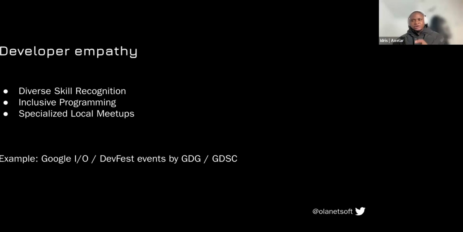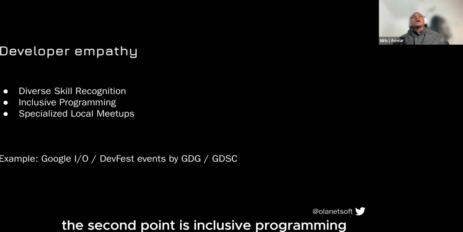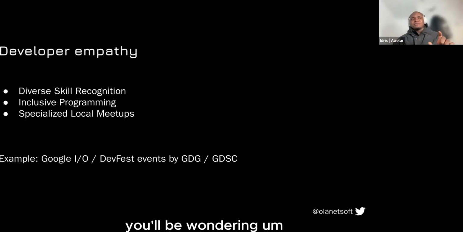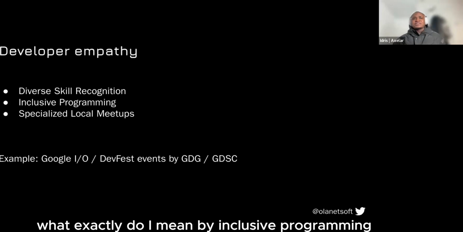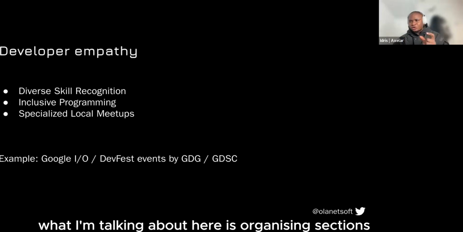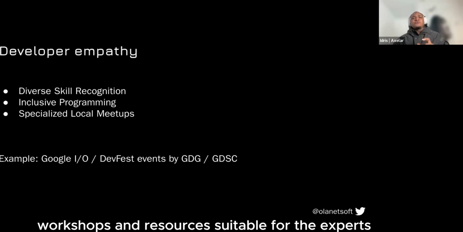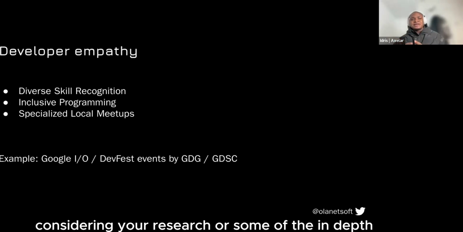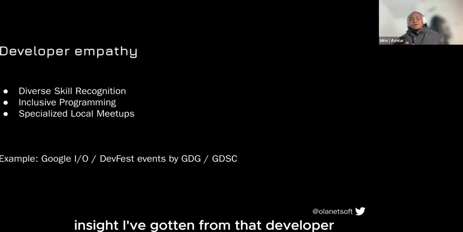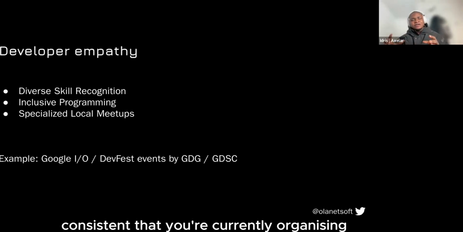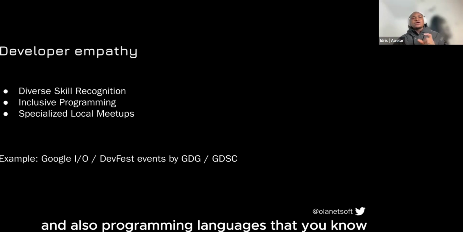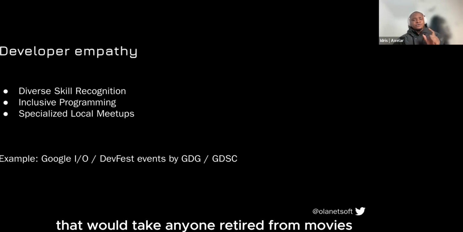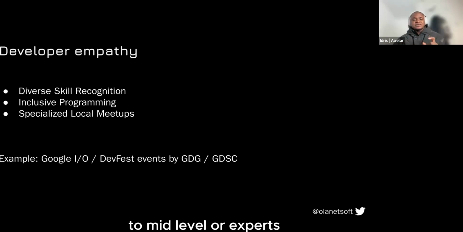The second point is inclusive programming. You'll be wondering, what exactly do I mean by inclusive programming? What I'm talking about here is organizing sessions, workshops, and resources suitable for different expertise levels, considering your research and the in-depth insights you've gotten from the developer ecosystem you are organizing the event for, and also programming languages that would take anyone from novice to mid-level or expert.